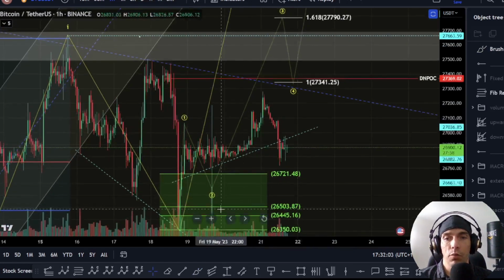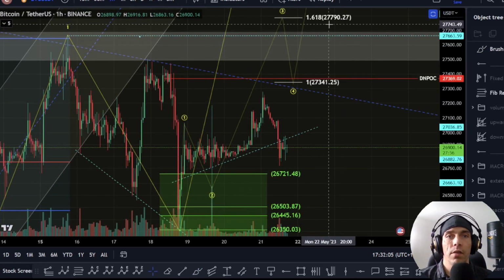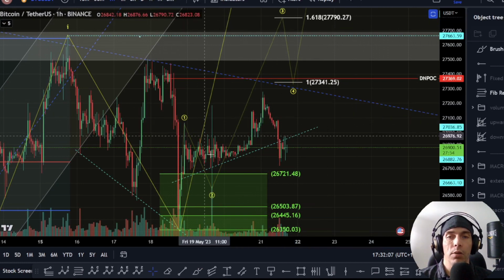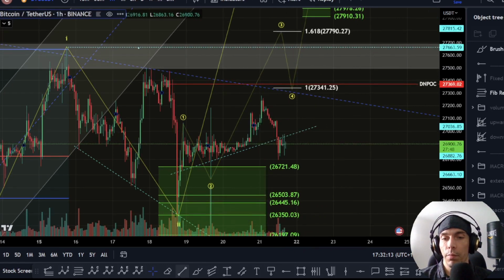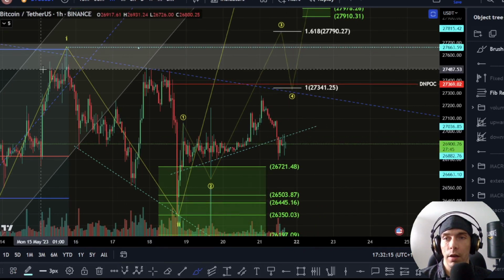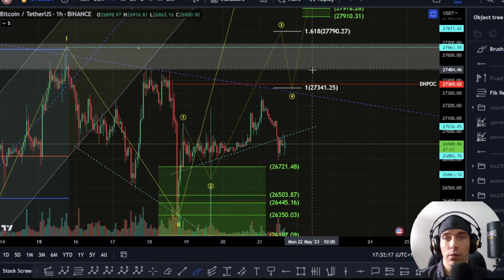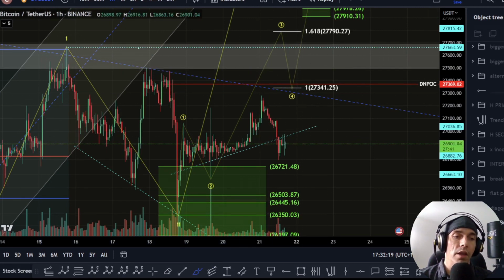So if we do start to push to the upside here, this 27,790 would be a typical area that we actually look for as a wave 3. So we'll have to keep an eye on that. Now, obviously, if we do push up here, we need to be very careful because we are coming back into these highs. So this could actually tie into the corrective move.